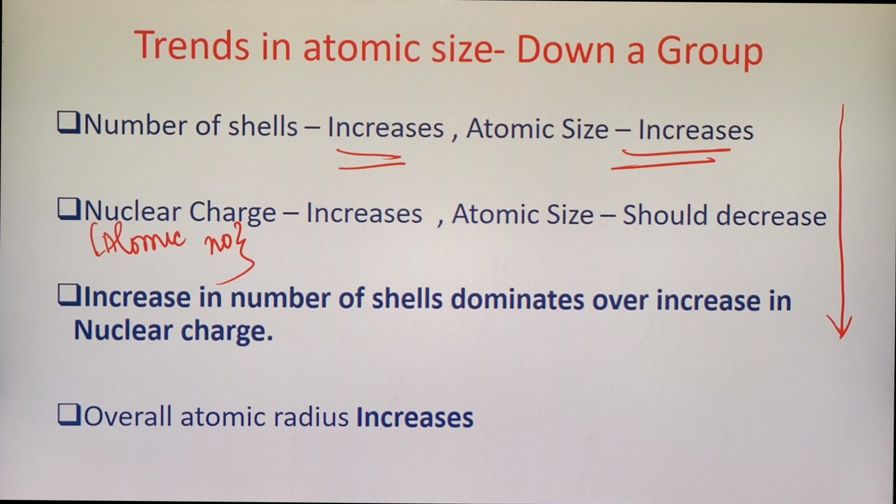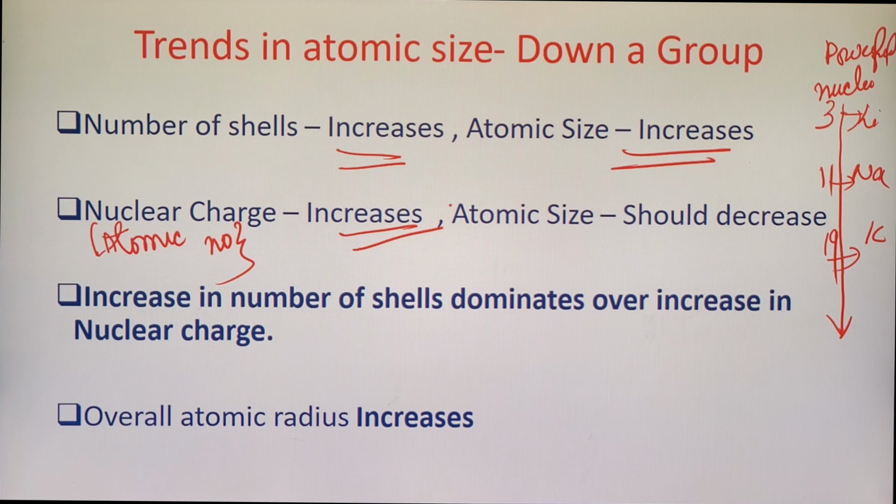So if the atomic number is increasing, which happens, yes or no? Lithium, sodium, potassium. Lithium is 3, sodium is 11, potassium is 19. Okay, the nuclear charge is increasing, or in other words, the nucleus is becoming more and more powerful. The more powerful the nucleus, the more will be the pull on the electrons. So as the nucleus becomes more and more powerful, what happens to the atomic size? It should actually decrease. So one place it is increasing, one place it is decreasing. So here you have to remember, nuclear charge is never our priority.